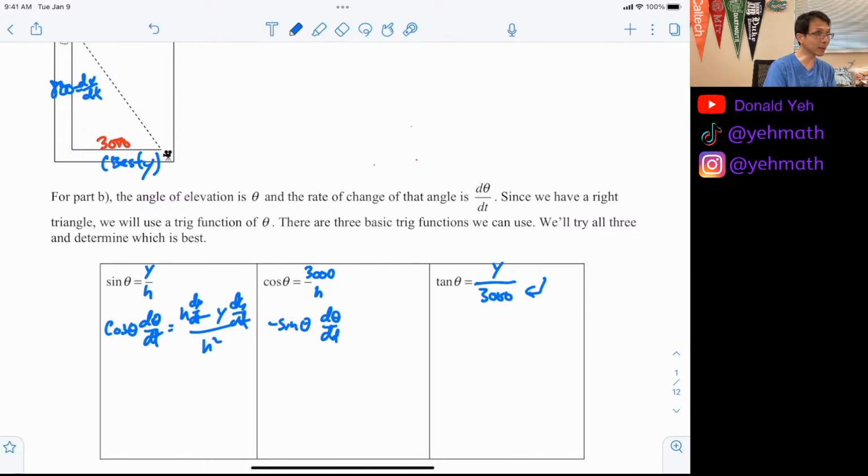And the reason being is this one is really hard to take a derivative because you gotta say 3000 h to the negative 1. If I take a derivative of that, it's gonna be negative 3000 h to the negative 2 and dh/dt. Are you gonna get the same answer? Yes, you're gonna get the same answer. Try it. Matter of fact, you guys should all try it. Plug in all those three different things. See if they come up with the same answer.